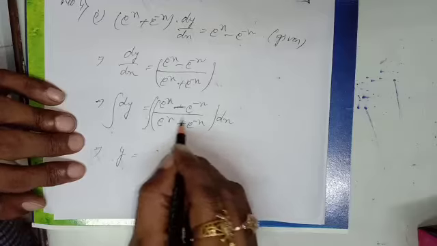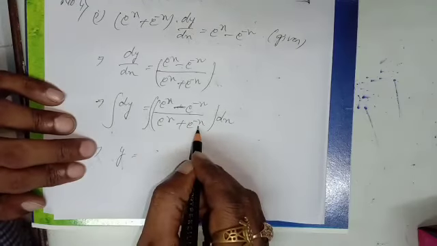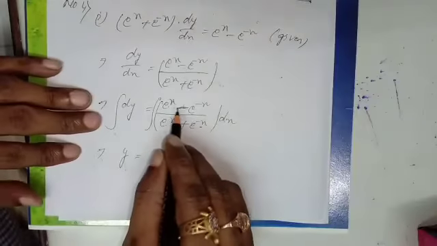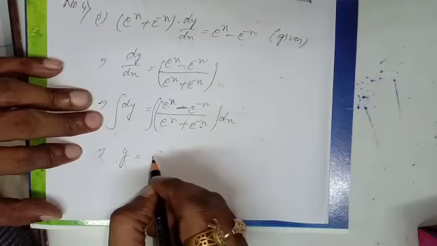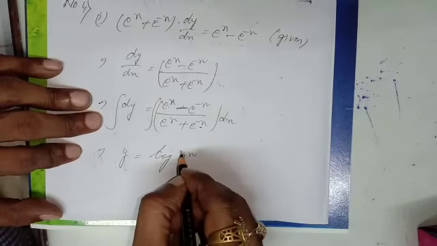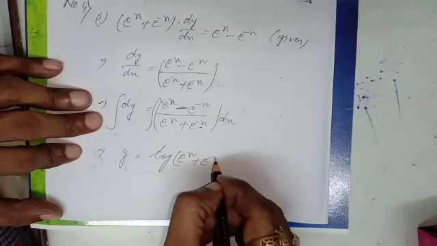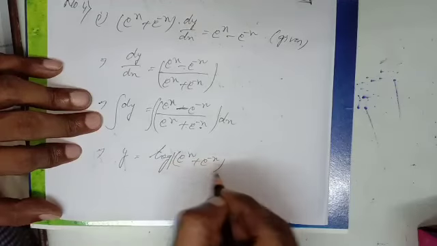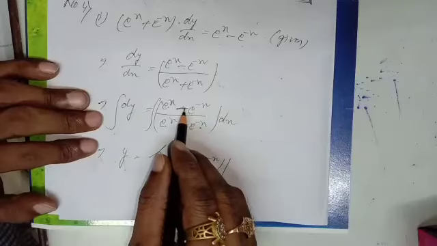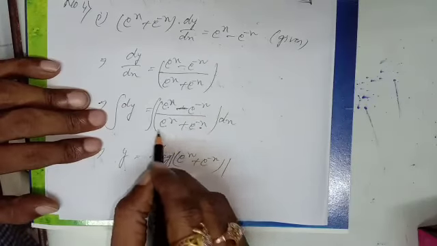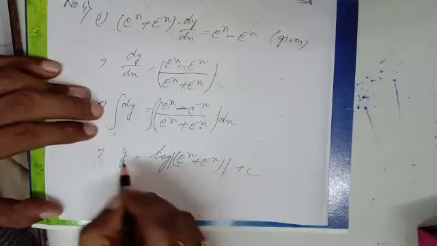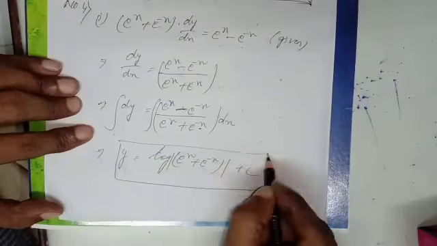Now you see, the derivative of the denominator, that is eˣ + e⁻ˣ, will be eˣ − e⁻ˣ. So the result should be log of the denominator, that is log of (eˣ + e⁻ˣ). Whenever the derivative of the denominator is present in the numerator, the integration of that will be log of the denominator plus c. And this is the answer of number 4, first part.